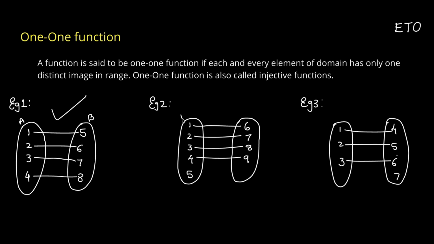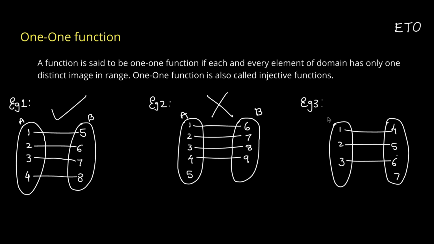Second example, consider set A and set B. Set A contains 1, 2, 3, 4, 5 and set B contains elements 6, 7, 8, 9. 1 is related to 6, 2 is related to 7, 3 is related to 8 and 4 is related to 9. But 5 does not have any distinct image in range. So this is not a one-to-one function.